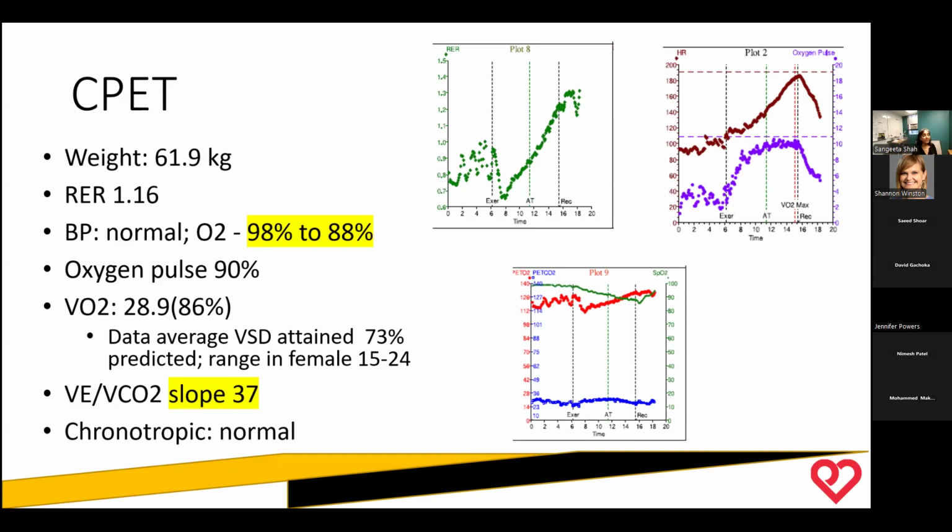If I was to go into the data and look at just VSD by itself, her peak VO2 was 86%, which is 29. An average VSD, if I were to look at the nomogram, was 73%. So she exceeds that, with a normal range for these females between 15 and 24. Once again, she exceeds that. Her VCO2 is 37, which is elevated, and she has a normal chronotropic response.